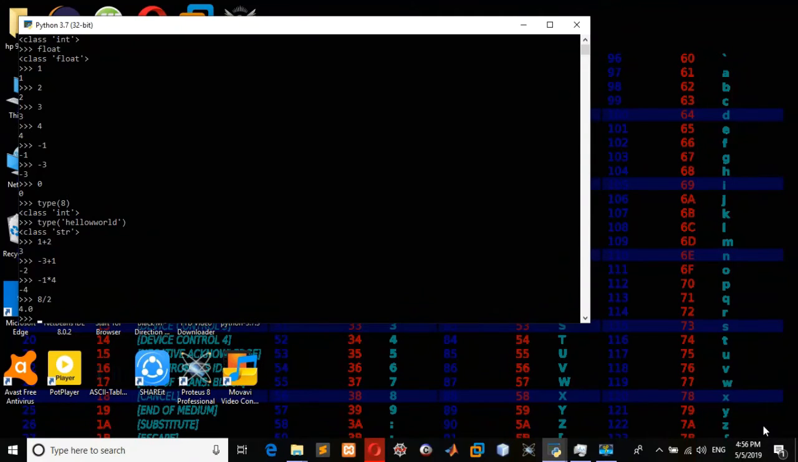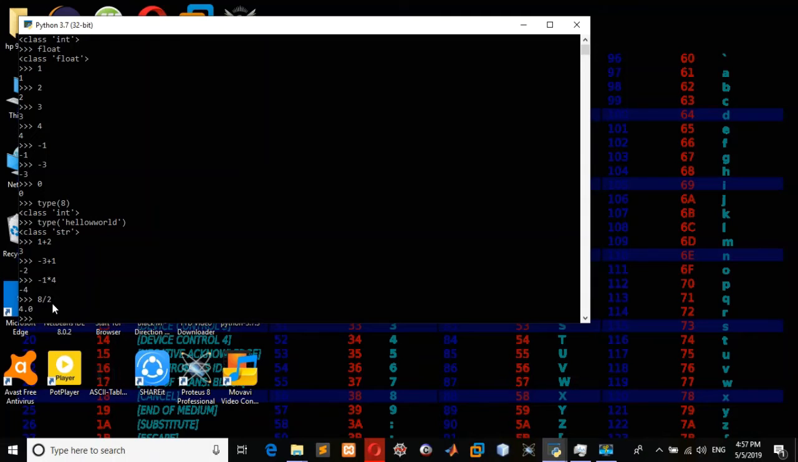But now you'll notice that adding 2 integers will give you an integer. Multiplying 2 integers will give you an integer. Subtracting 2 integers will give you another integer. But dividing 2 integers will give you a floating point number in Python. That is why when we divided 8 by 2, it gave us 4.0. 4.0 is not an integer, but it is a floating point number or a real number. We will come to that in some seconds.